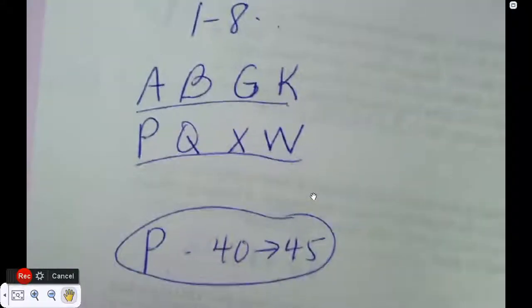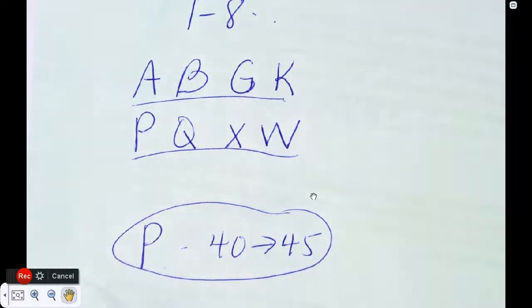You're going to take cards 1 through 8. Then you're going to do A. You're going to find A, B, G, K, P, Q, X, and W. The inequality cards. Yep, the inequality ones. That's in your binder, in your spiral.